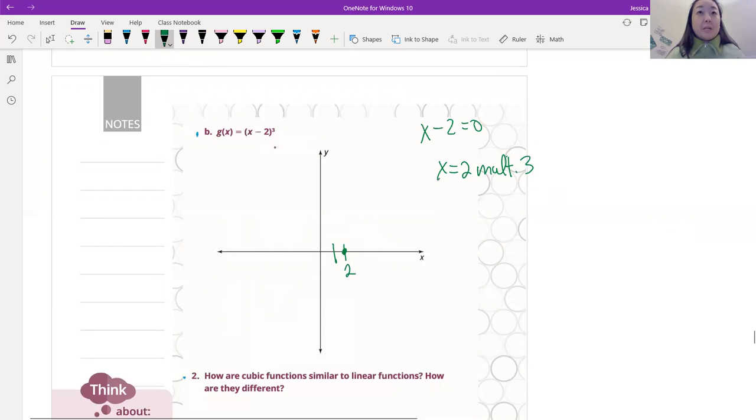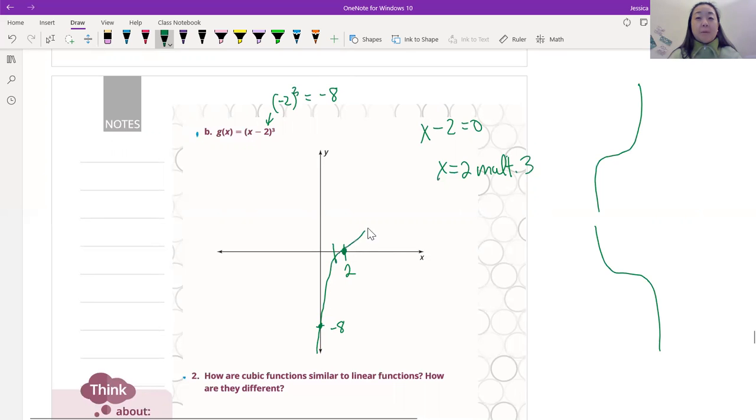What's my y-intercept? It's just going to be -2 cubed, right? Because we're going to multiply -2 3 times. That's going to be -8. So we're going to go down here to -8. It's going to cross. Now remember what the multiplicity of 3's look like. Multiplicity of 3's either look like this or like this, depending. But here it looks like we're going to go down and then up because of where my y-intercept is. Ooh, that looks kind of okay, but there should be a point of inflection right at that 2. Okay, that's what it is.